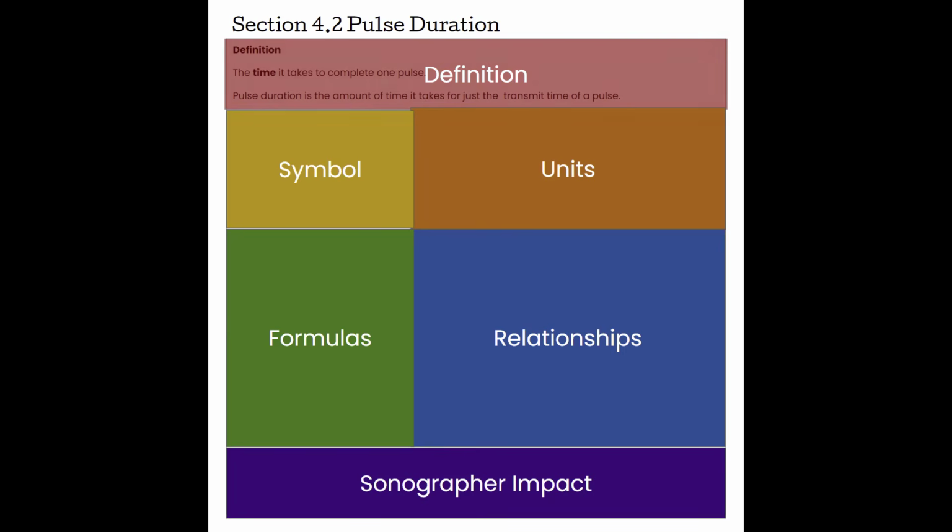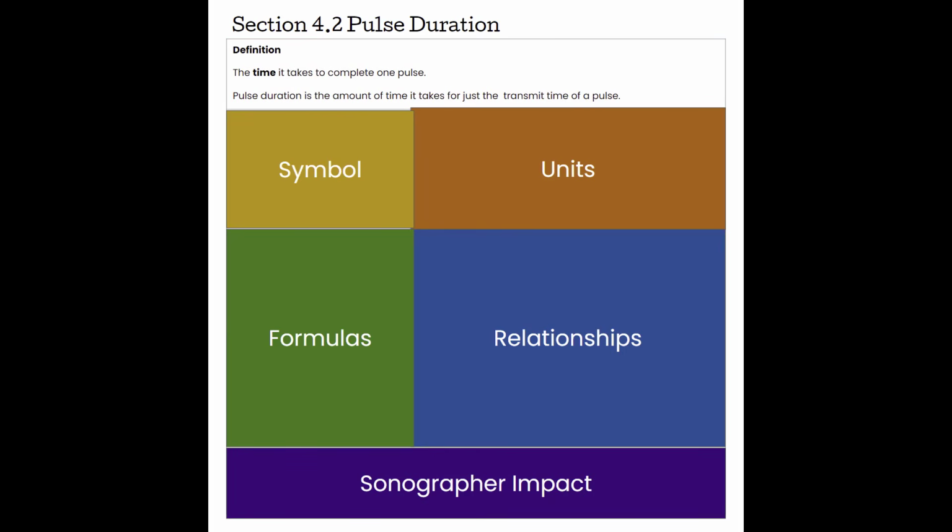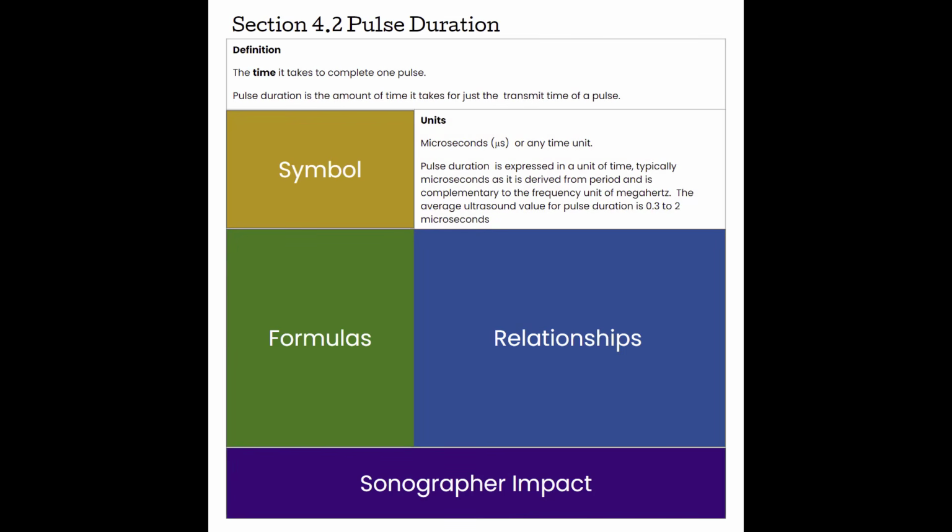We're going to start with pulse duration. Now, the definition of pulse duration is the time it takes to complete one pulse. So pulse duration is going to be the amount of time it takes to just transmit the pulse. It's the on time. And because this is a time parameter, we are going to use a time unit.